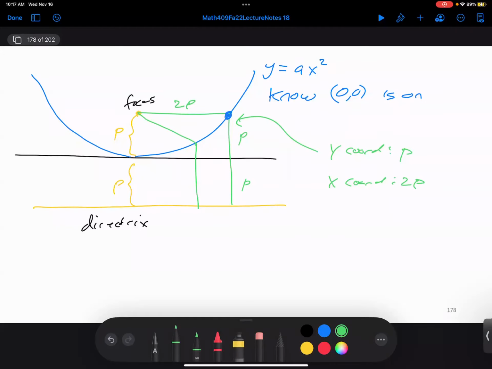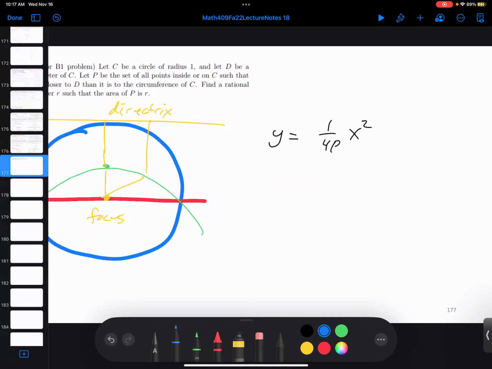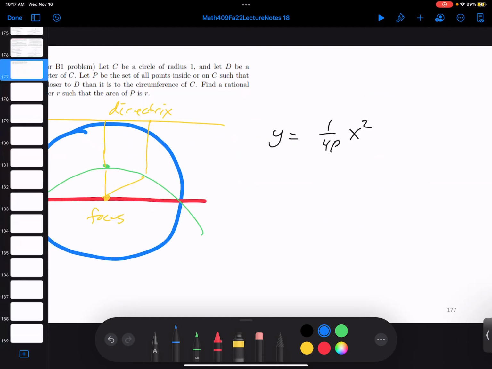Right? So again, always try to see is there a nice natural direction to look at. So we now have, when we substitute, p equals a times 2p squared. So p equals 4p squared a. So a is 1 over 4p. And I believe that's what I was writing before.